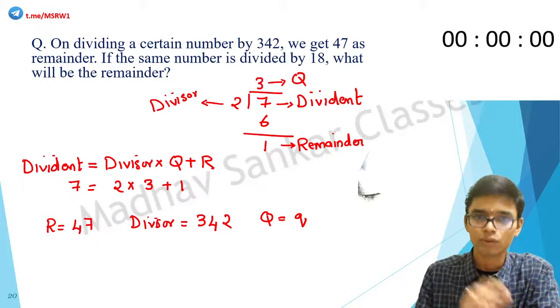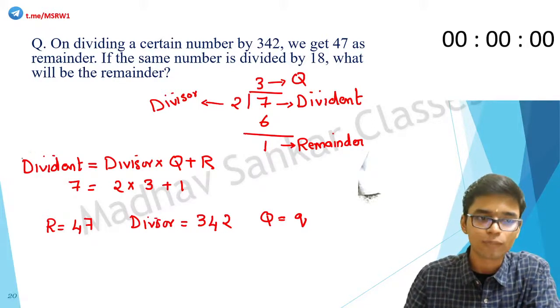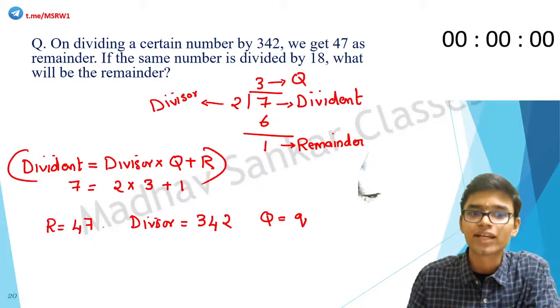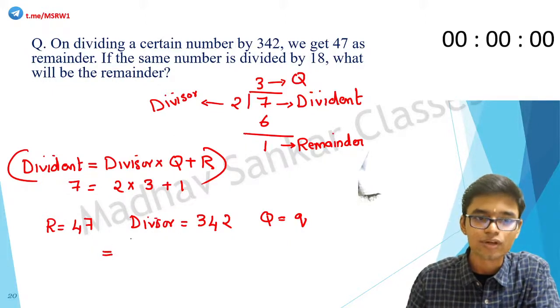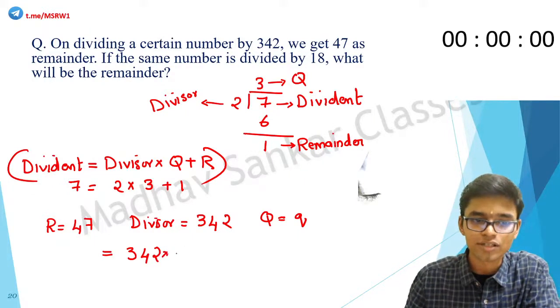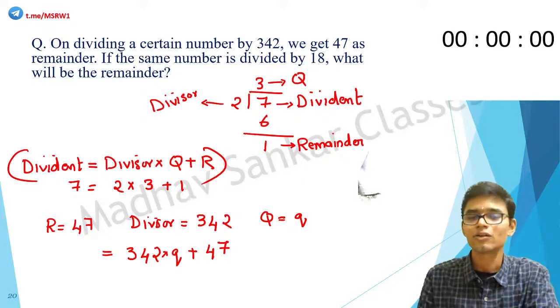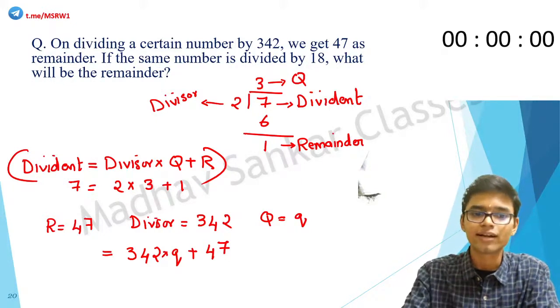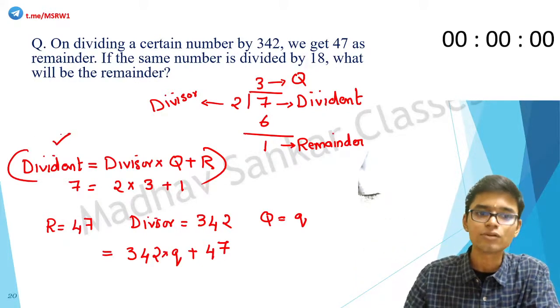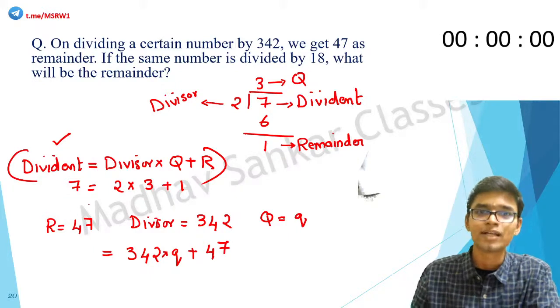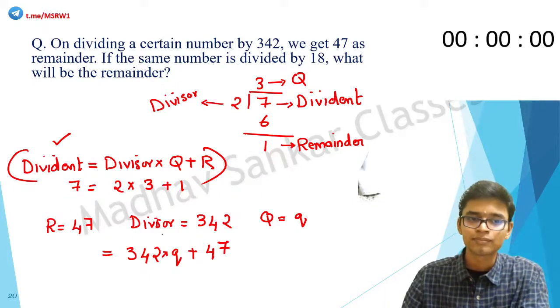So what is the number, or what is the dividend? Based on this formula, we can write that number as: the divisor, 342, into quotient q, plus remainder 47. Correct or wrong? Right or wrong? 342 into q plus 47. Using this formula, dividend is equal to divisor into quotient plus remainder. So this is the number. This is our new number.